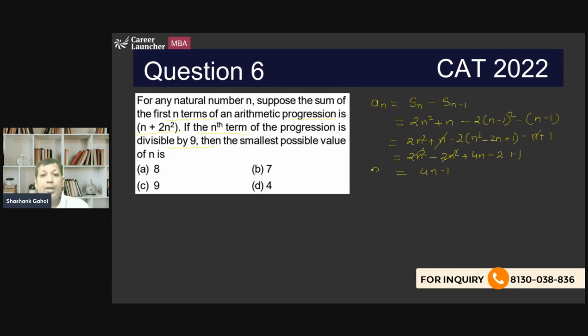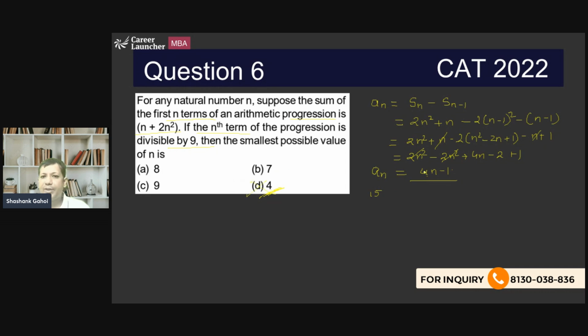Now the question says that the nth term is divisible by 9, and the question is talking about the smallest possible value. So I'm just going to plug in the value of n from smallest to largest, because I'm looking for the smallest value, right? So I'm going to put n equal to 4. 4 4s are 16 minus 1, that is 15, not divisible by 9. So 4 cannot be the answer.